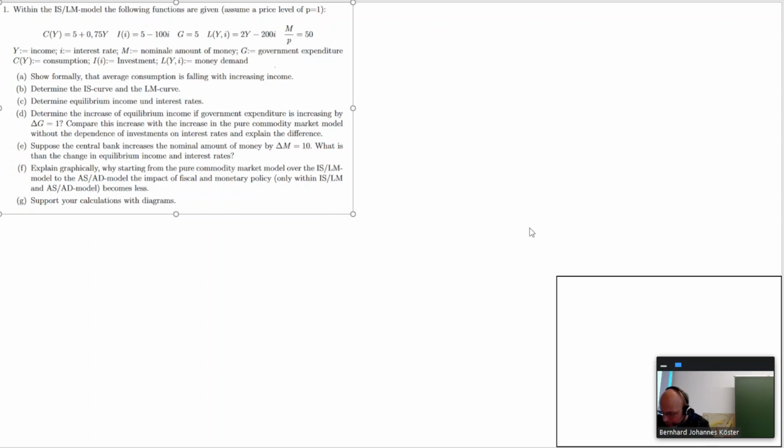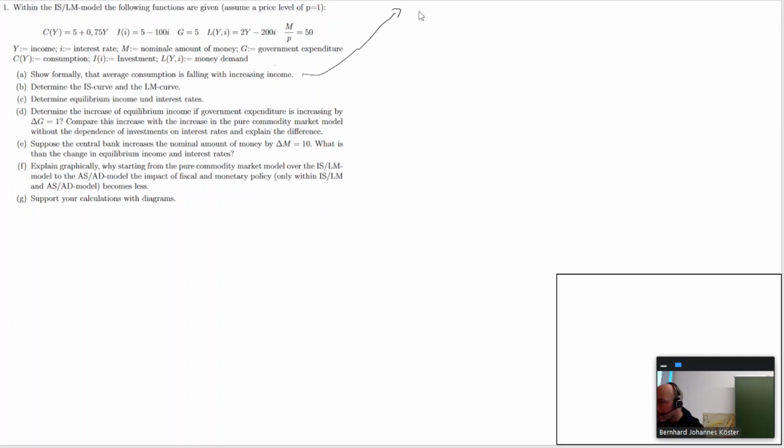So, first of all, show that average consumption is falling with increasing income. What you have to do is just calculate average consumption. Average consumption is consumption over income. Then you obtain 5 over y plus 0.75 y over y. This cancels, it is 5 over y plus 0.75.